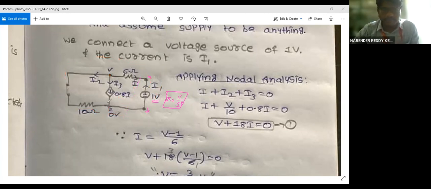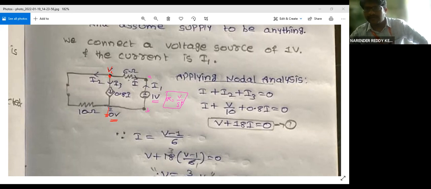We'll consider this one node as reference and assume it to be 0 volts, and the other one you take as node A, or V node A, which is nothing but V. The voltage at this node is V. Assume that the currents are leaving the node here. Let me give some labels, I2, I3, and I. All the currents are leaving the node, which means the addition of all these will be equal to 0.